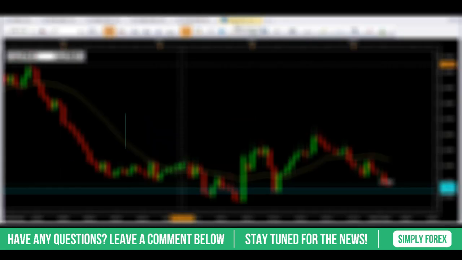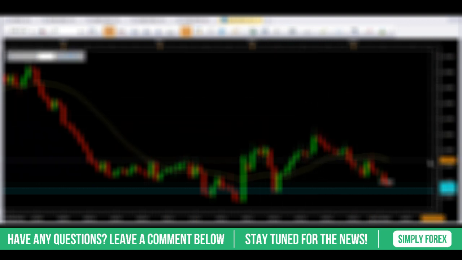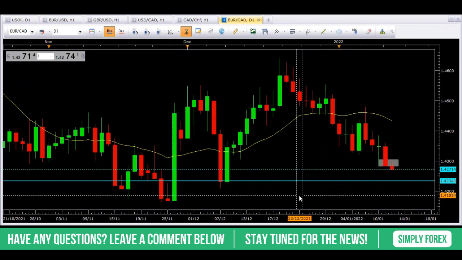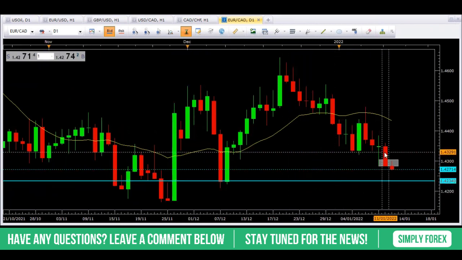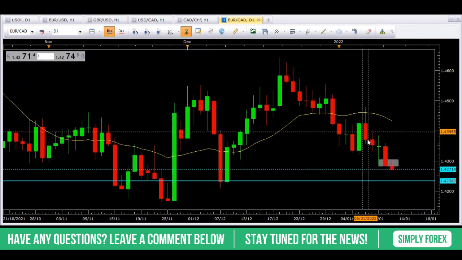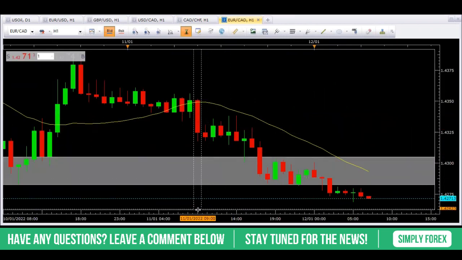Also, the next trade is the euro against the Canadian dollar. We're looking to short this market, so more Canadian dollar strength because of oil. As you can see, yesterday we had a bearish candlestick pattern form, and I think we can take price back down to this blue line at 4234. All right, guys, so shorting this market. Let's look at H1 for execution.